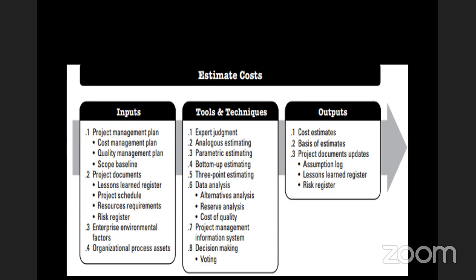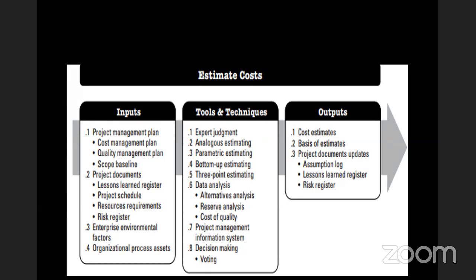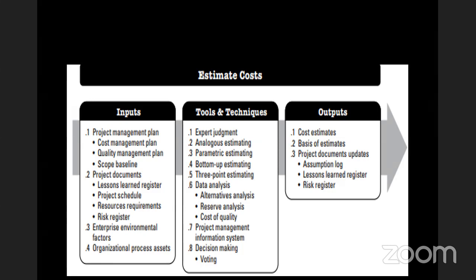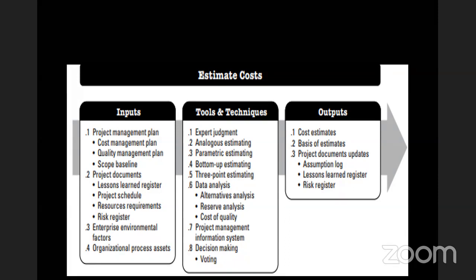Now, you would use those together, and then the tools and techniques you would use will be expert judgment, analogous estimating, parametric estimating, bottom-up estimating, three-point estimating. These are different estimating techniques. And then you can use your data analysis, alternatives analysis, reserve analysis, cost of quality, then your project management information system, and then your decision-making could either be by voting or whatever other method that is agreed during your planning process. And then your outputs will be your cost estimates, your basis of estimates, your project documents updates in terms of your assumption log, your lessons learned register, and your risk register.